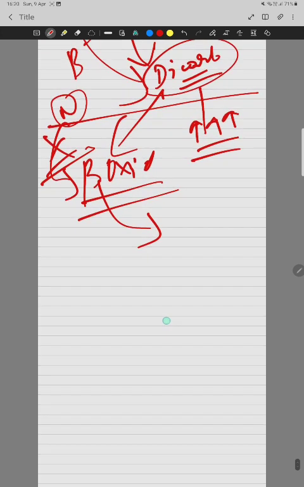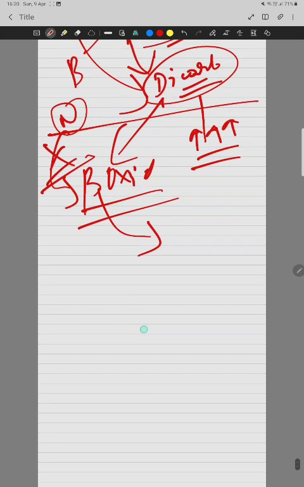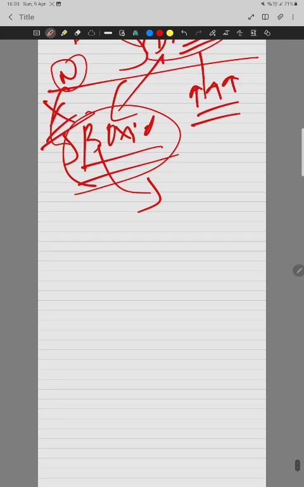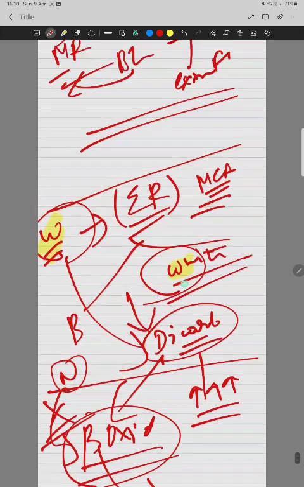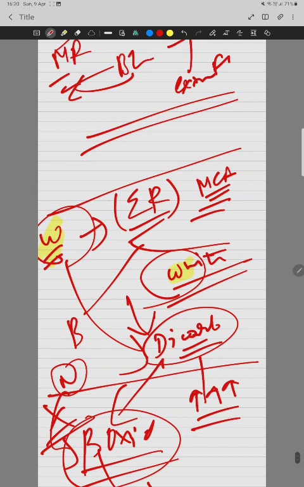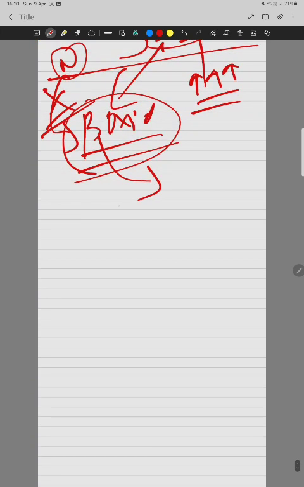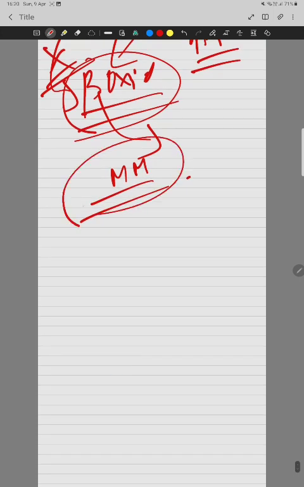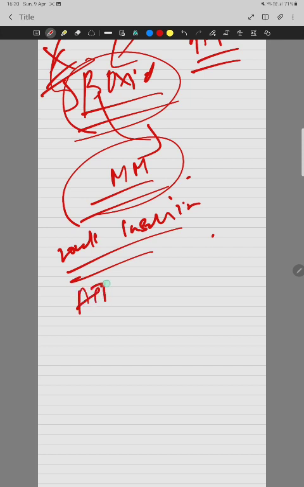So next, beta oxidation, where does it happen? Gamma oxidation happens in the endoplasmic reticulum. Beta oxidation happens in the mitochondrial matrix. And when will it occur? In lack of insulin, because lack of insulin means an energy deficient state. Only in an energy deficient state will this happen. The main purpose is to replenish ATP. ATP production is the main aim here.